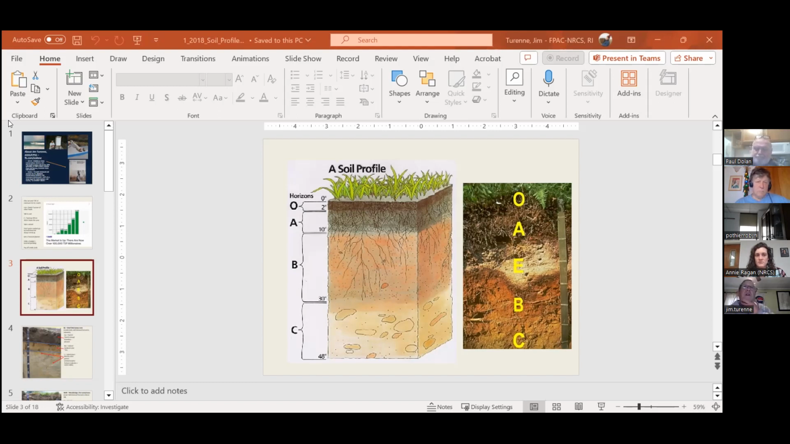This soil is called the Deerfield Loamy Sand. It's a moderately well-drained soil that formed in glacial outwash material, which we'll be learning about.